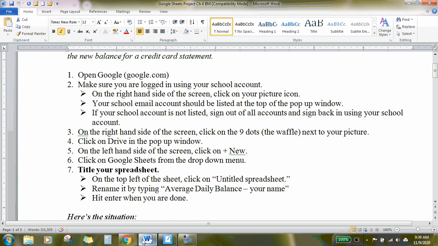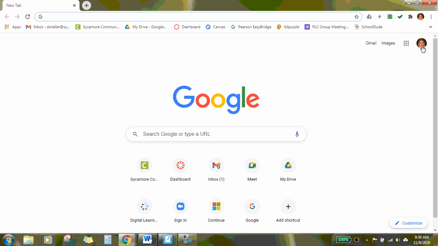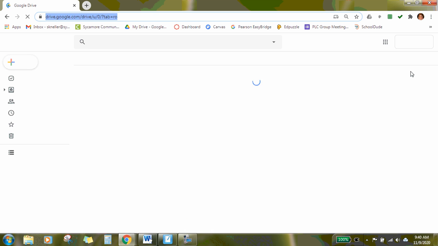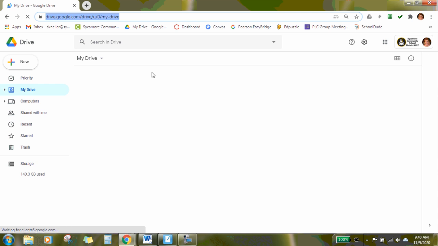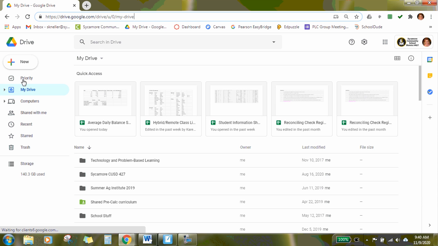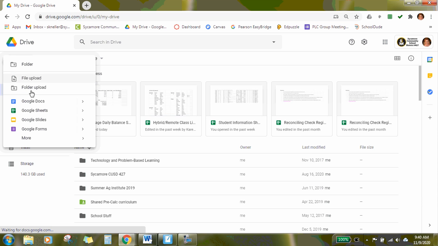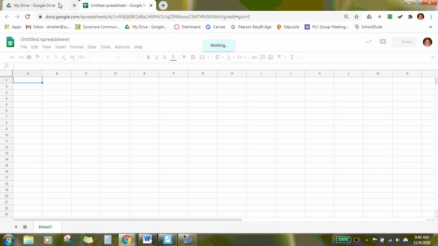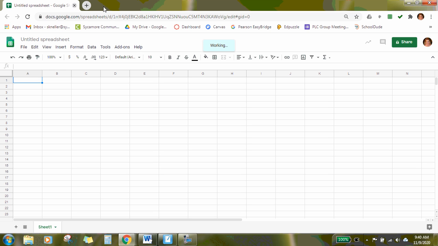Okay, so here's Google. Make sure your school account is signed in. So if you hover over your picture, it'll be your school account. Click on the 9 dots here, and then click on Drive, and it will open your Drive. And then you can go to New, and then Sheet, and a new sheet will pop up. And I'm just going to close out my Google Drive tab so I don't have so many tabs open.